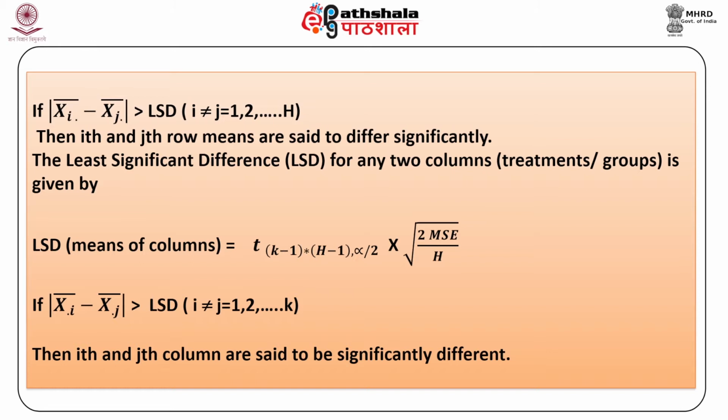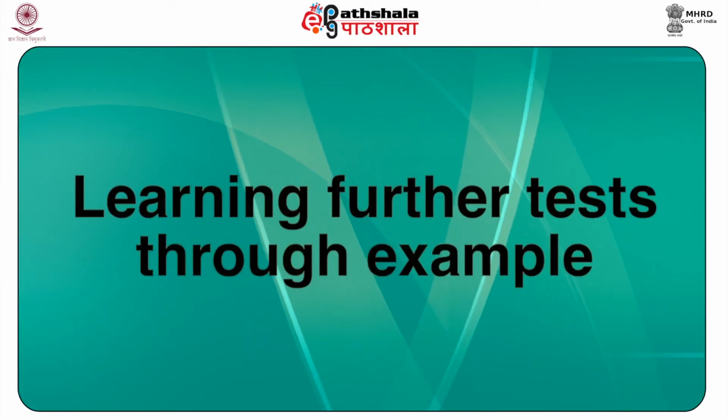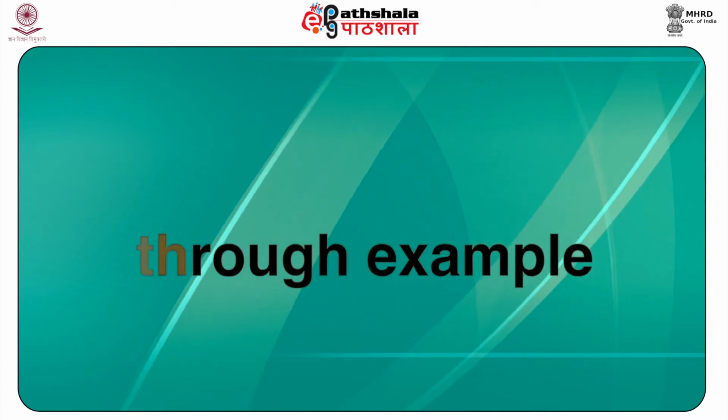Now, if again the modulus of x dot i bar minus x dot j bar is greater than LSD, where i is not equal to j and j is equal to 1 to k, then the ith and jth columns are said to be significantly different. So we are testing whether the two columns differ; rows or columns are said to differ significantly. Let's learn further tests through an example.